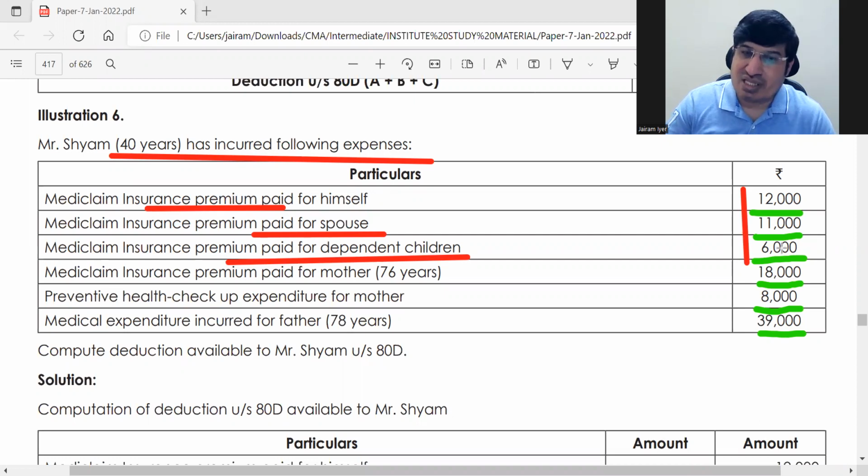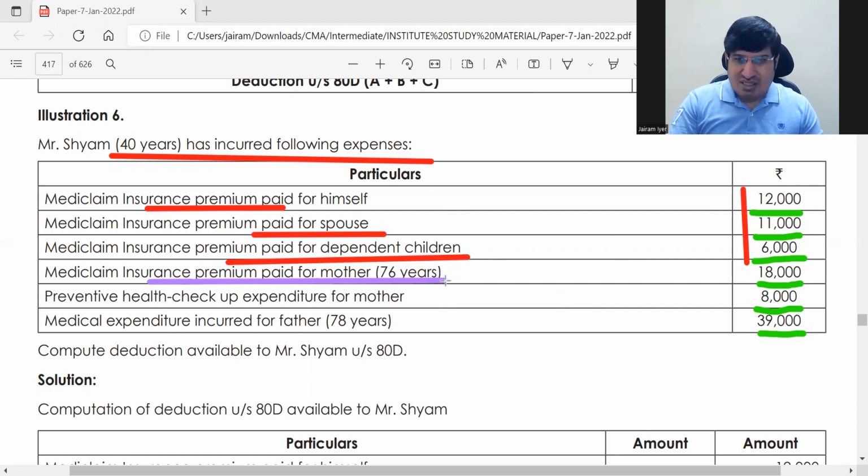So here 29,000 and he is 40 years. Okay, here he is given as 40 years. So not a senior citizen. So this itself will be limited to 25,000. Okay, this work is easy, right? Till this is done. 25,000 here. Let's go, what next?